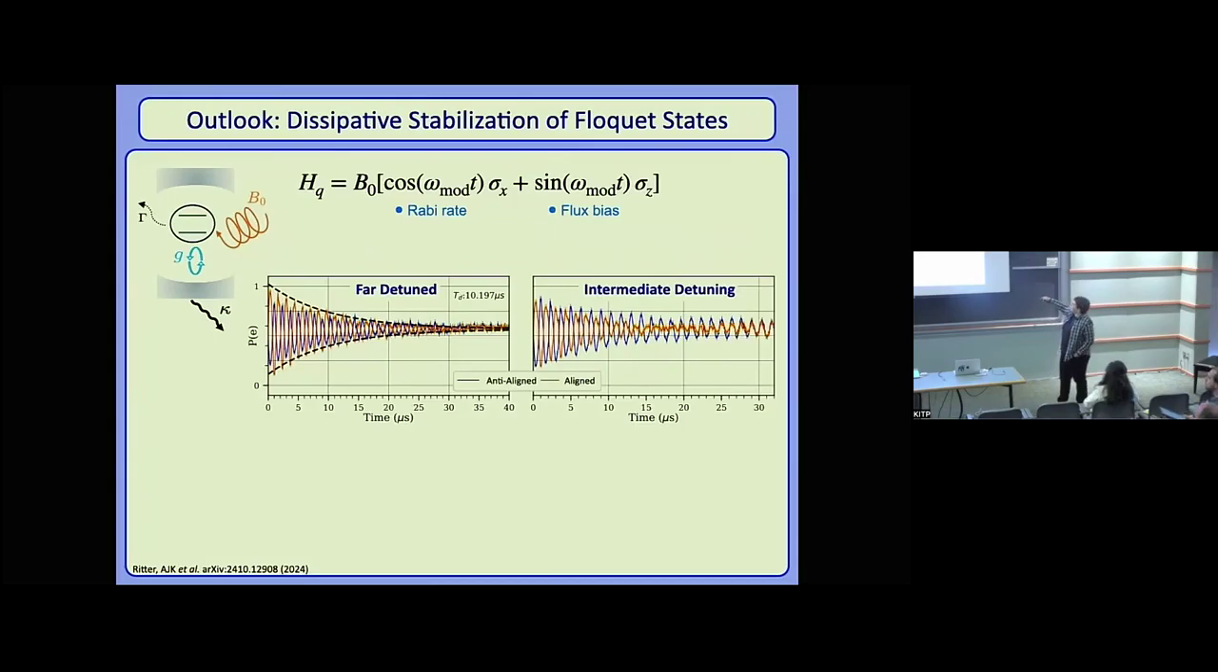And so at far detuning, when you're not near the cavity, you get an oscillation up and down, and the two configurations are exactly 180 degrees out of phase. But T1 and T2 processes in the qubit eventually spoil this, and so it decays away into a mixed state.